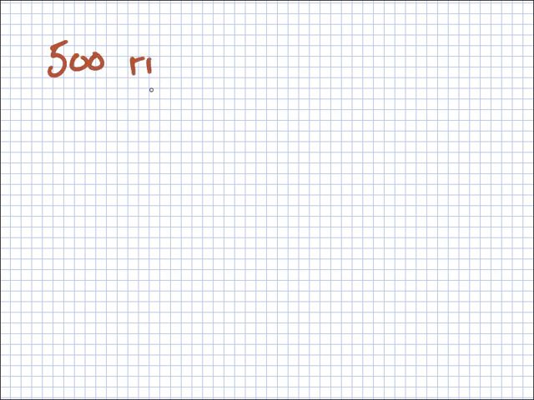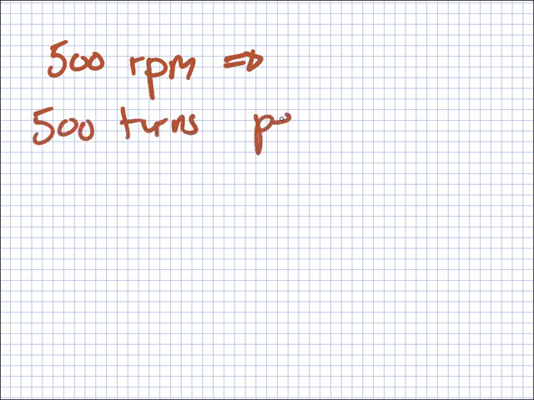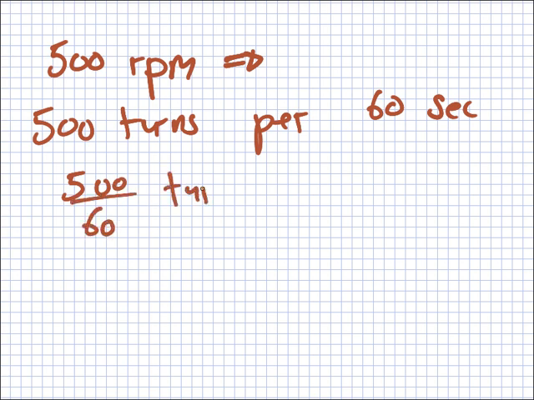500 RPM. That means 500 turns per 60 seconds. So that means 500 over 60 turns per second. 8.33.